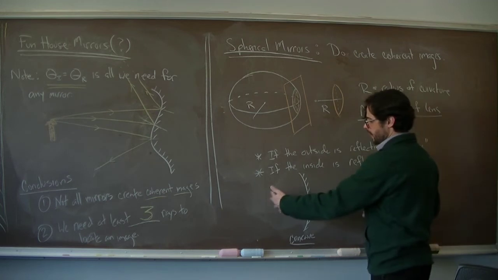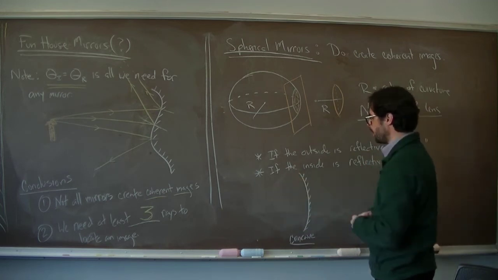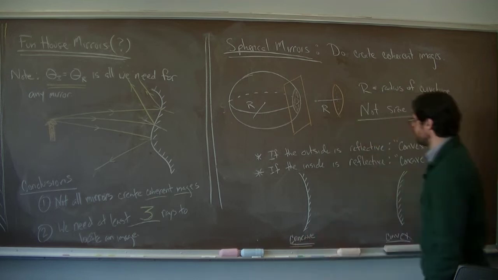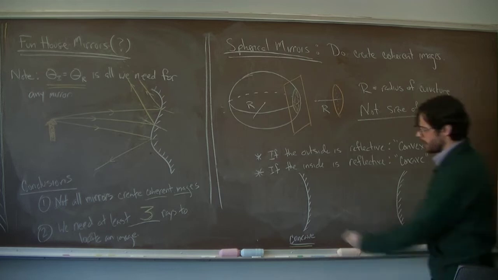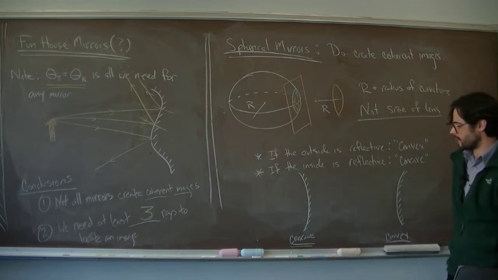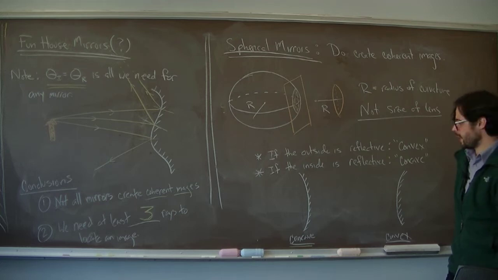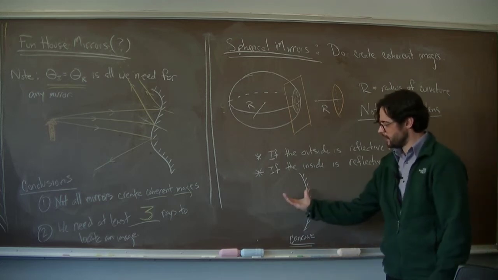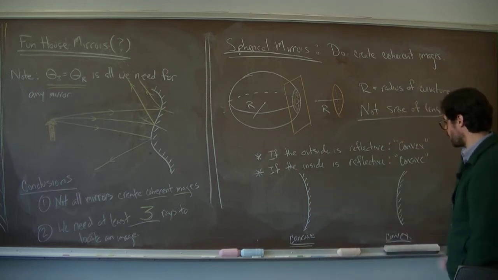So if you're looking at this thing and it basically looks like a bowl and the shiny part is the inside of the bowl, that's what's called a concave mirror. The mnemonic to help you remember is that caves are damp. You could imagine that if I use this, I could hold water on the mirror side. So a concave lens will hold water.